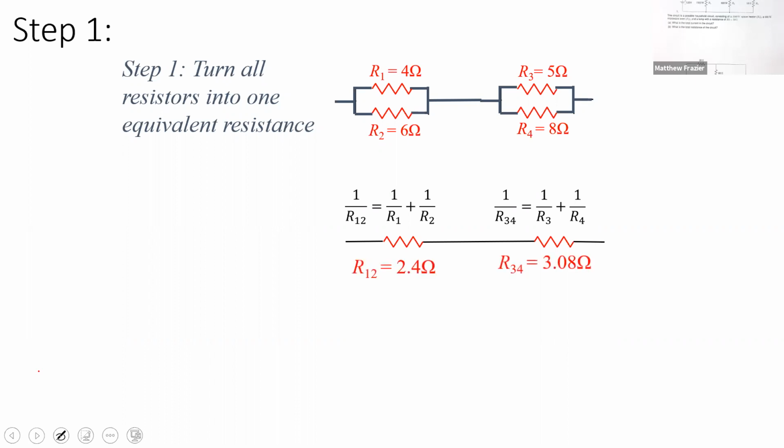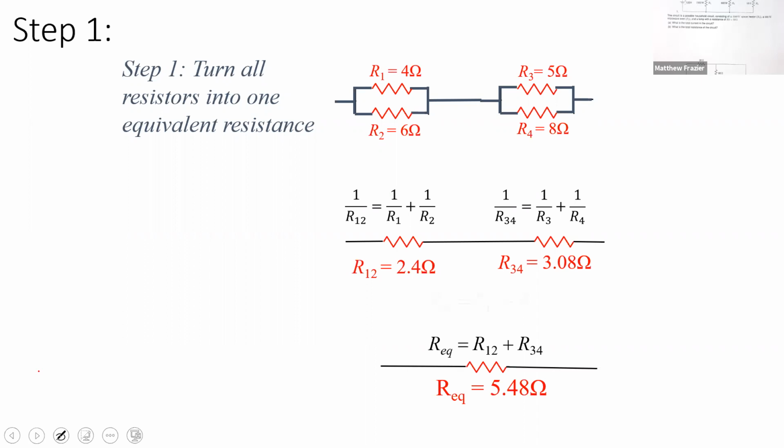And when we add those, 1/4 plus 1/6 looks like 1/2.4. You calculate it out into some big number over some other bigger number. And this R34 will come out about 3.08. Now you can add those together so you get 5.48. You just add those two in series. So let me pause there. Is that clear, step by step going through?